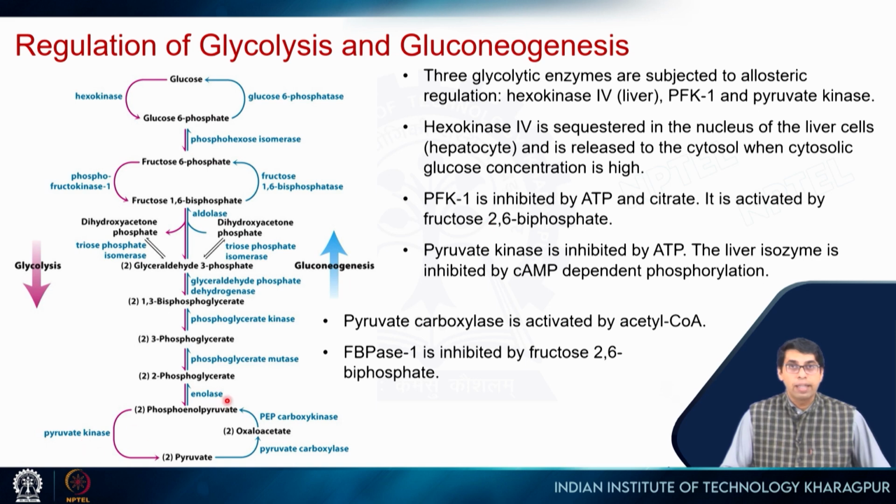Finally, pyruvate kinase, the last enzyme, is also inhibited by ATP, right. So, if you have enough ATP, it will be inhibited. The isozyme that is present in liver is inhibited by cyclic AMP dependent phosphorylation. So, I will show you that in more detail in a subsequent slide.